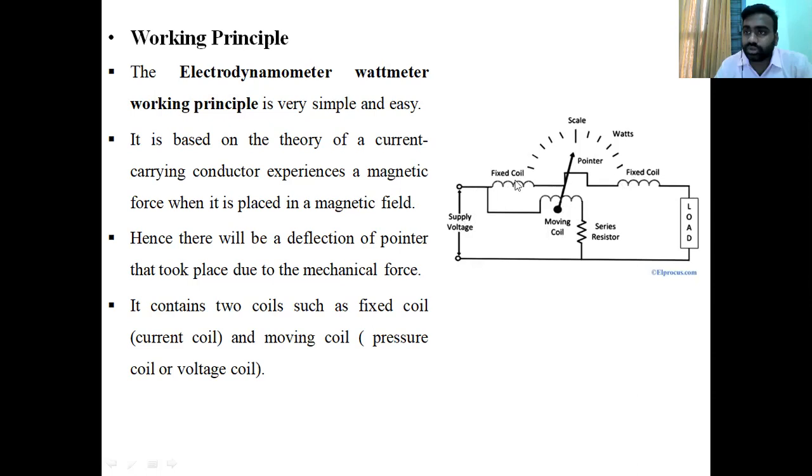This current carrying conductor will experience a certain amount of magnetic force when it is placed in the presence of a magnetic field. So there is a deflection of the pointer. This entire arrangement has two particular fields.